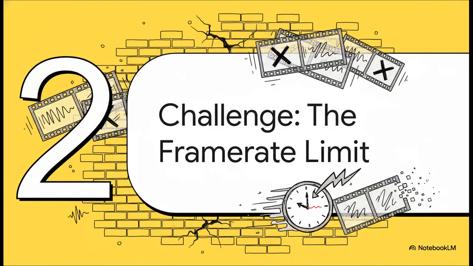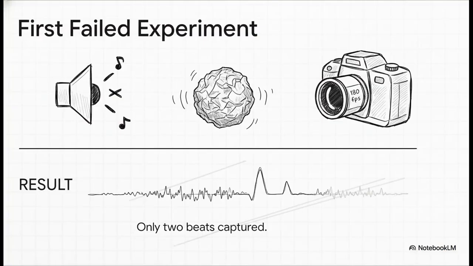So the theory was solid, the algorithm was clever, but when they first tried it out, they slammed right into a major technical hurdle, the frame rate limit. For their first real test, they used a pretty decent camera, one that could shoot at 180 frames per second. They played that classic shave and a haircut rhythm and filmed a crumpled ball of tinfoil. The result? Not so good. You could kinda maybe make out 2 of the beats, but that was it.